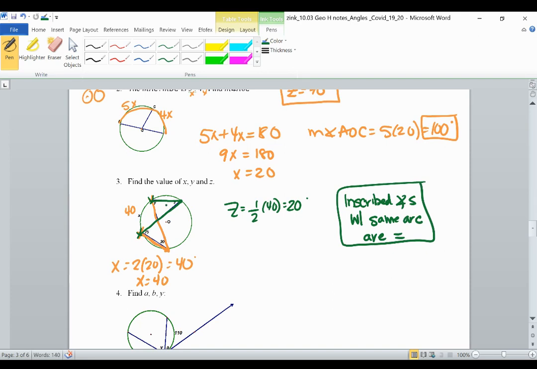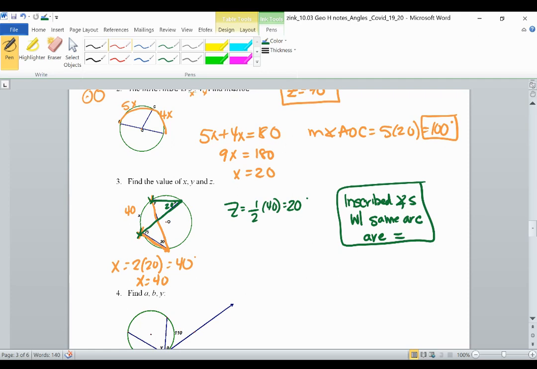Okay, so we know this one is 20. And that's a theorem: inscribed angles that intercept the same arc are equal, or congruent. All right, so now we have those are 20. We were also given this one is 75 over here.